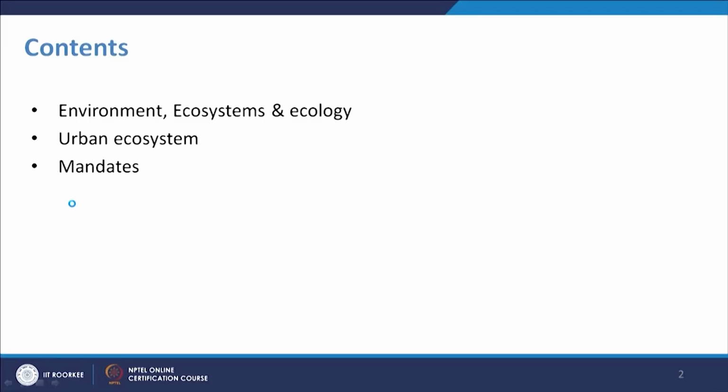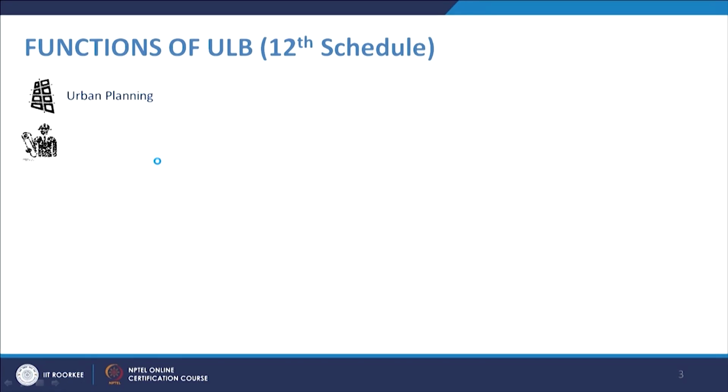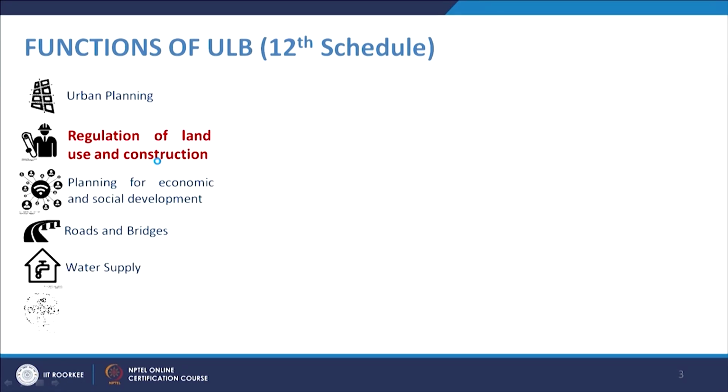So today in this lecture, the elements we are going to discuss are the environment, ecosystems and ecology and their relationship, and then what is the urban ecosystem, how it affects our urban areas, and what are the mandates. Today's lecture will be an overview of the subject of environment and ecology. With better information and cases, we have to come back to it at a later stage. So let us start.